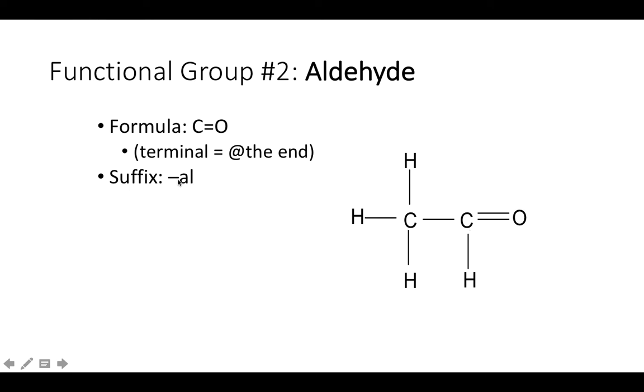And that changes the suffix from ane or ene or yne, okay, to al. Okay, and so a carbon double bonded to an oxygen is called an aldehyde, and the suffix becomes al.